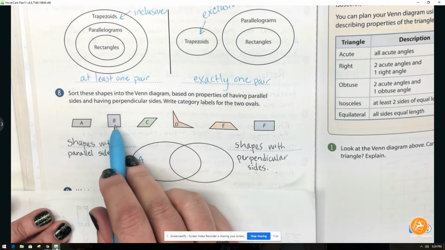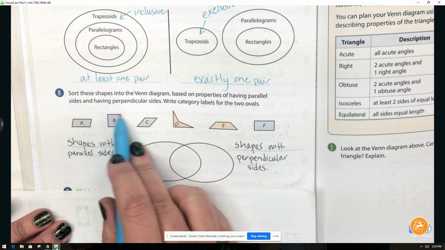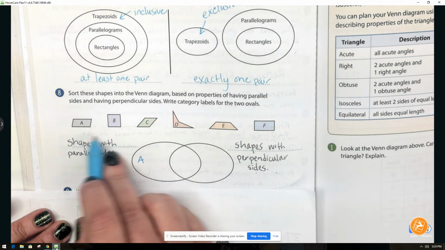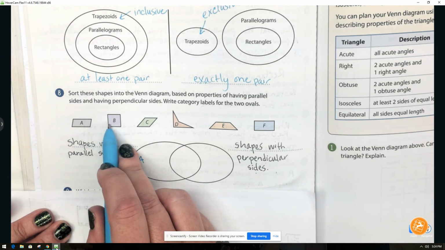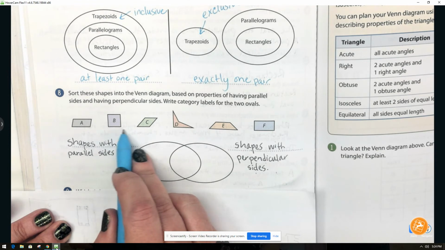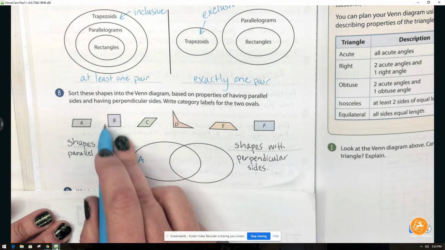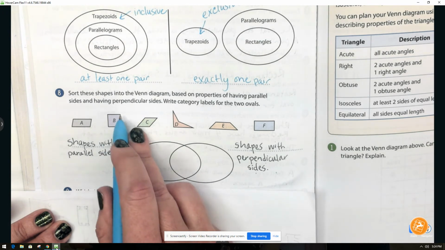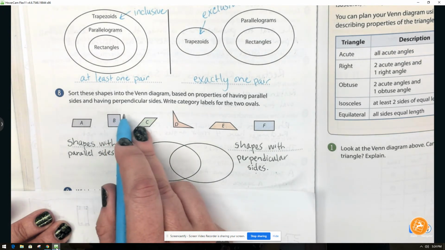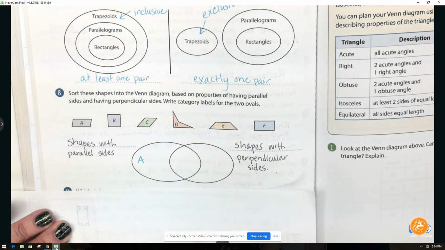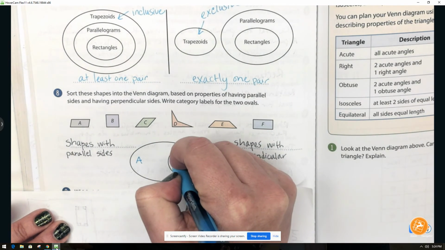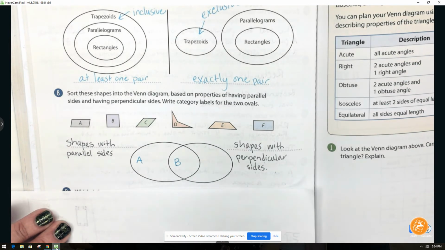Shape B. Shape B has two sets of parallel sides, so yep. And it also has perpendicular lines that form a right angle. It actually has these two lines are perpendicular, these two lines are perpendicular, these two lines are perpendicular, and these two lines are perpendicular. Lots of perpendicular sides there. So shape B comes in the middle here.